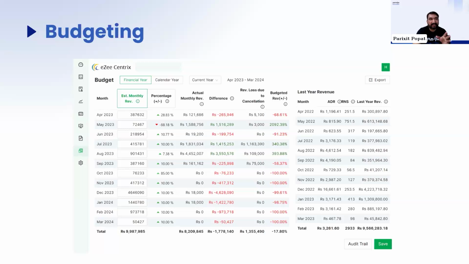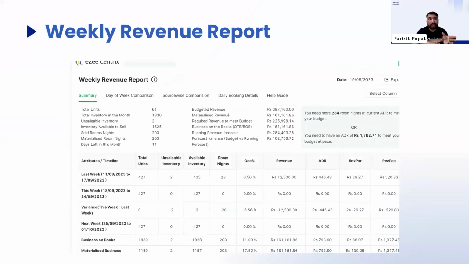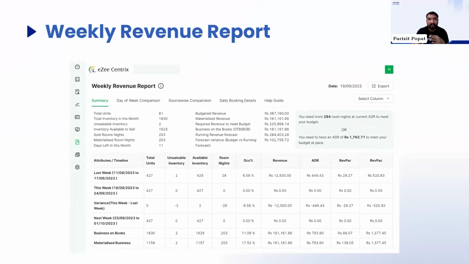I have a revenue management team that sits in HQ who is going to help you with all sorts of training, with all sorts of strategy for the first 3 months, and training is free for lifetime whenever you want to reach out. Now, once you set up the budget, you will be able to track in real time with a weekly revenue report how far or ahead you are of the budget in terms of ADR.